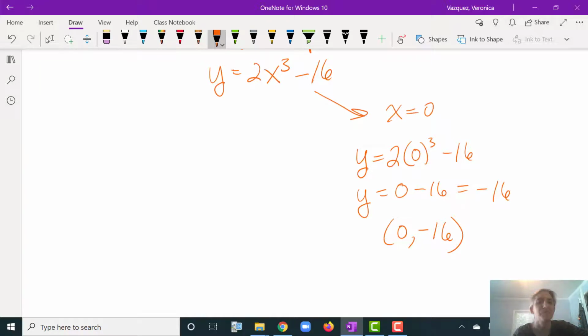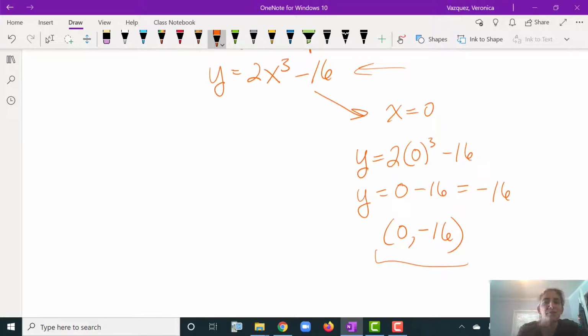Okay. All right. So where were we? So this is the y-intercept, so where the graph of this function would hit the y-axis, where x is equal to 0.